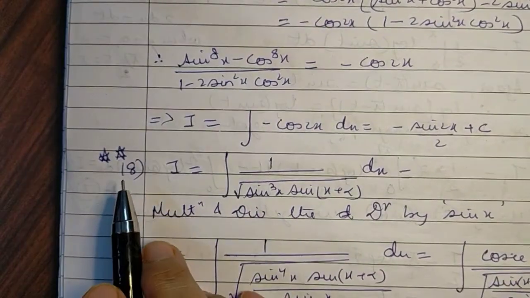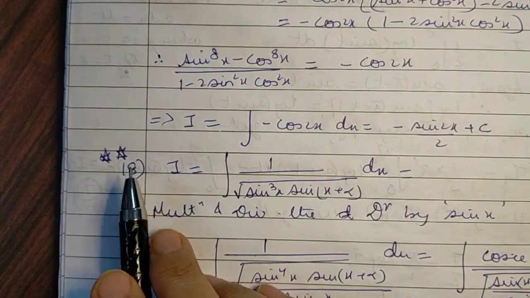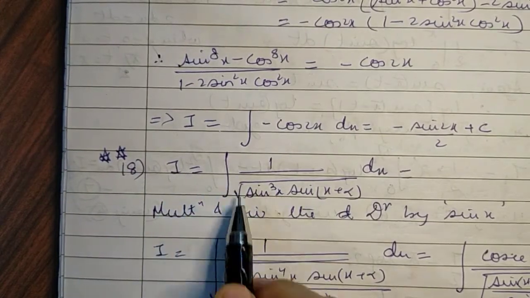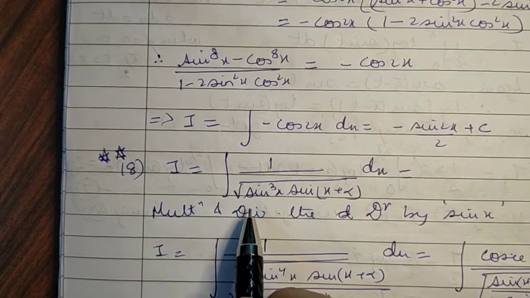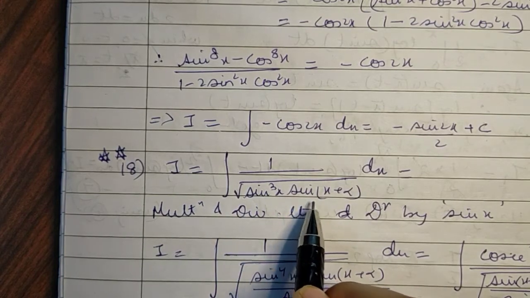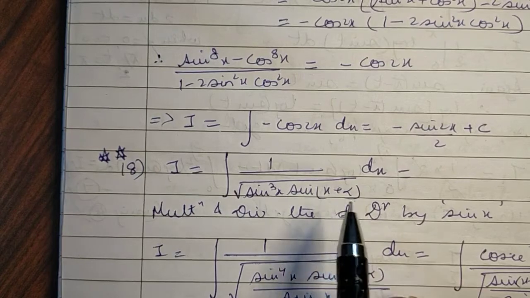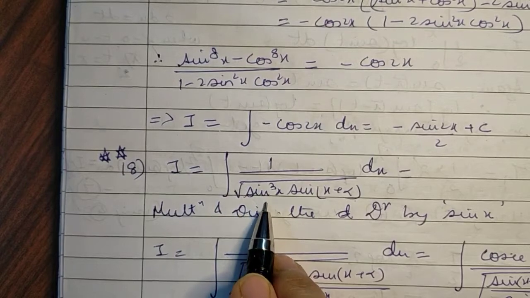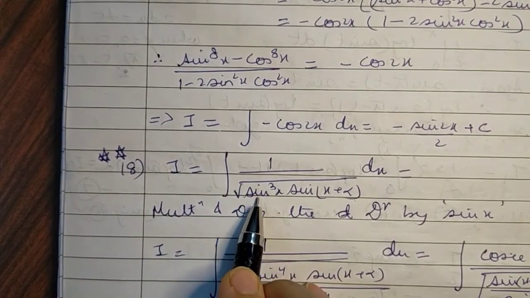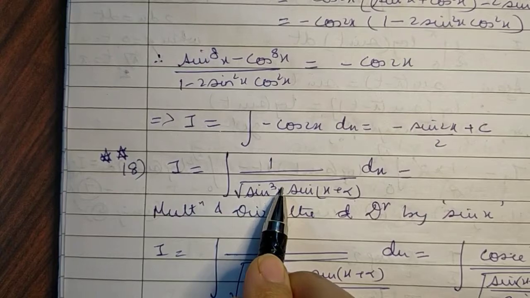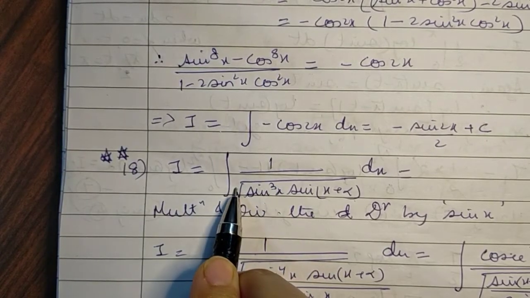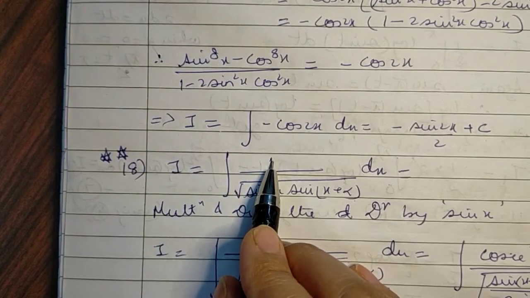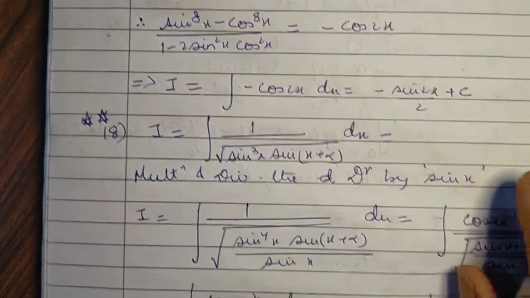Now let's take up question number 18, which is extremely important from the board point of view. It says that I is equal to the integral of 1 upon square root of sin cube x into sin of (x plus alpha). Now what we do is, within this square root, if we multiply and divide by sin x, this gets converted to sin^4 x, which can come outside the square root to become sin squared x, which ultimately goes to the numerator to become cosec squared x. So let's see how we can do this.